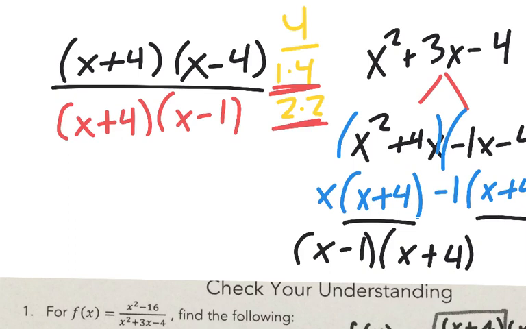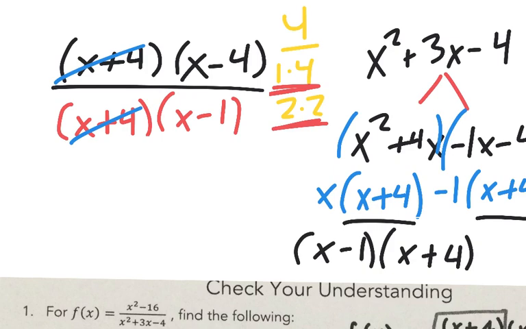So now that it's in factored form, first we want to identify where are the holes. That's where I would start. Do I have any holes? I do. How do I know where the holes are at? Common factor. Because there's an x plus 4 in the numerator and in the denominator, that's going to make a hole.